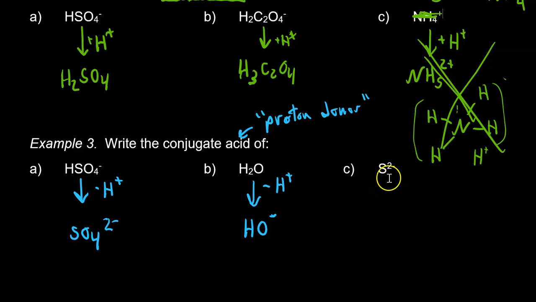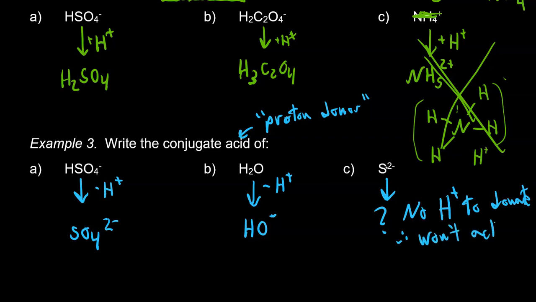S2 minus. Is this even possible, the conjugate acid? This means it needs to lose a proton here. Well, it doesn't have a proton to lose. Now there's the Lewis definition of an acid, which is an electron acceptor, but in this case there are no hydrogens to donate, no H+, sorry. Therefore, it won't act as an acid, or Bronsted-Lowry acid, sorry.